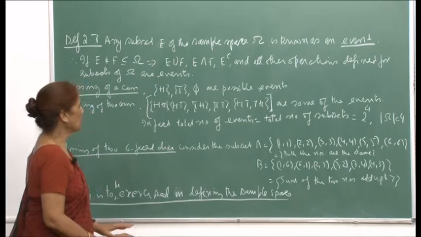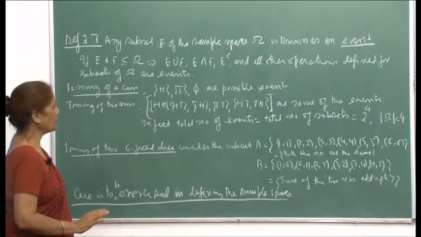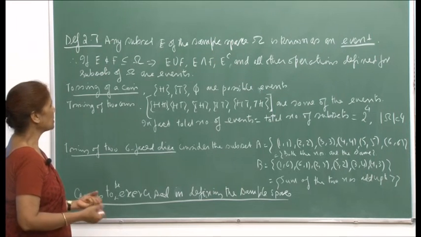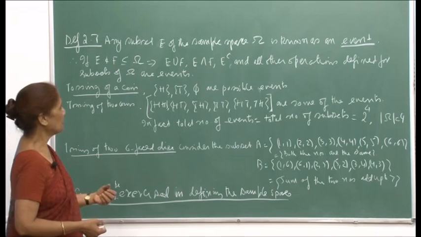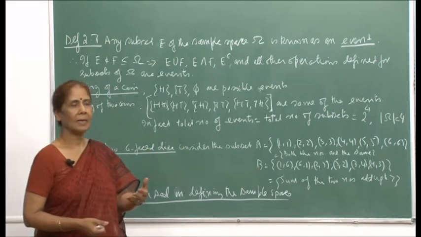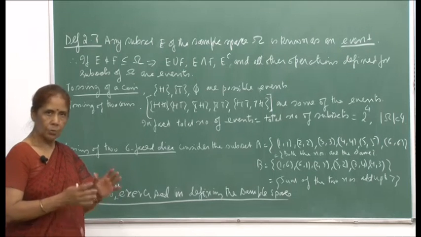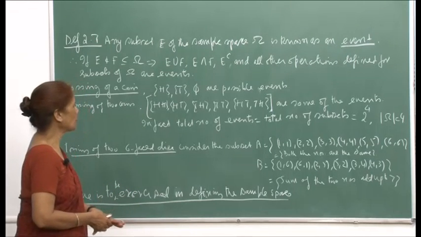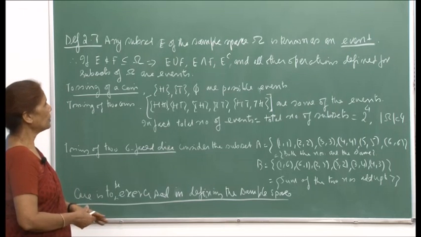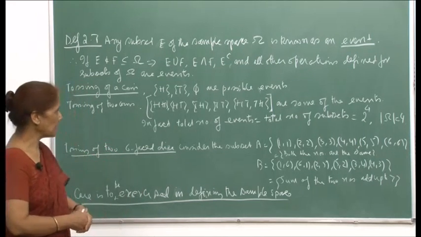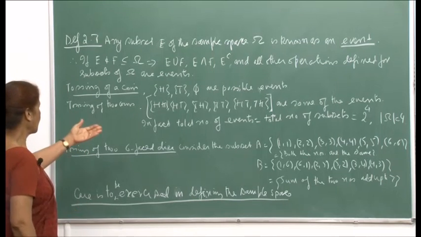So, essentially, what we have to remember is that however we can generate subsets of omega, those obtained through union, intersection and complement, through these three operations, whatever subsets of omega we can obtain, they will all be considered as events for the corresponding experiment. Okay. Now, examples are there.